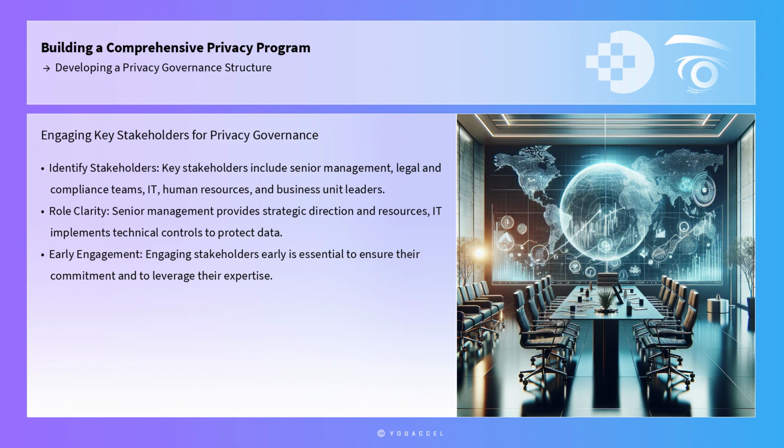Once the privacy vision is established, the next step is to identify and engage key stakeholders. These stakeholders typically include senior management, legal and compliance teams, IT, human resources, and business unit leaders. Each of these stakeholders plays a crucial role in the privacy governance structure. For example, senior management provides strategic direction and resources, while the IT department is responsible for implementing technical controls to protect data. Engaging stakeholders early in the process is essential to ensure their commitment and to leverage their expertise.